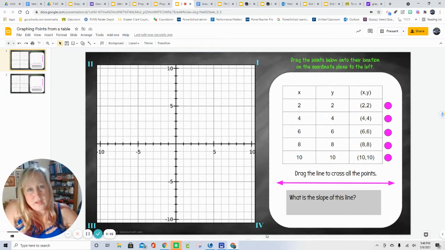Good day to everyone. We are going to practice plotting points so that we can find the slope of the line. I'm going to review some things.